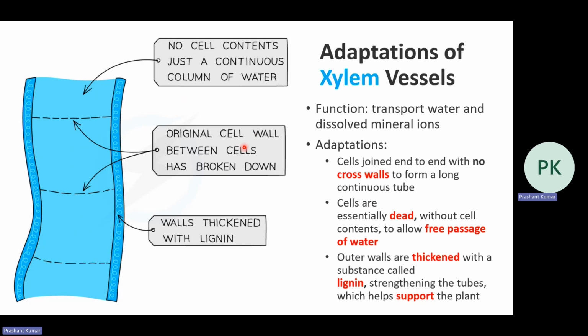Right. So always remember three adaptations. Cells are joined end to end to make a continuous channel, there are no cross walls. Number two, cells are dead, so there is no cell content, so it allows easy passage for water to move. Third, the outer layer is thickened by lignin deposition so that it can provide strength and support to the plant.